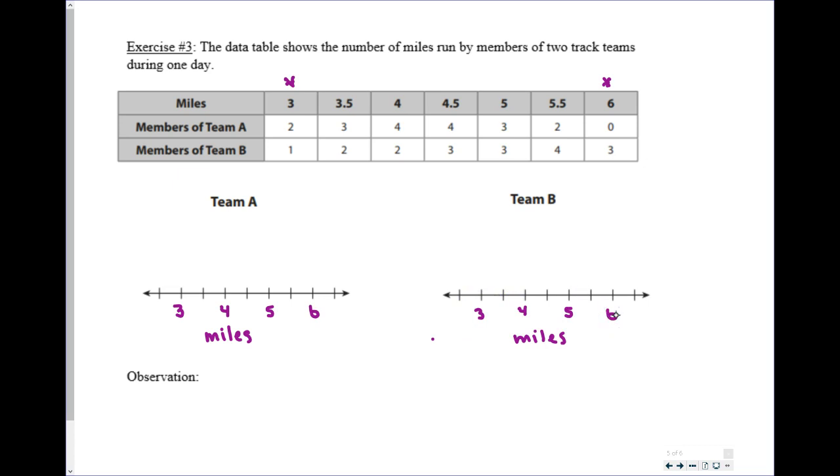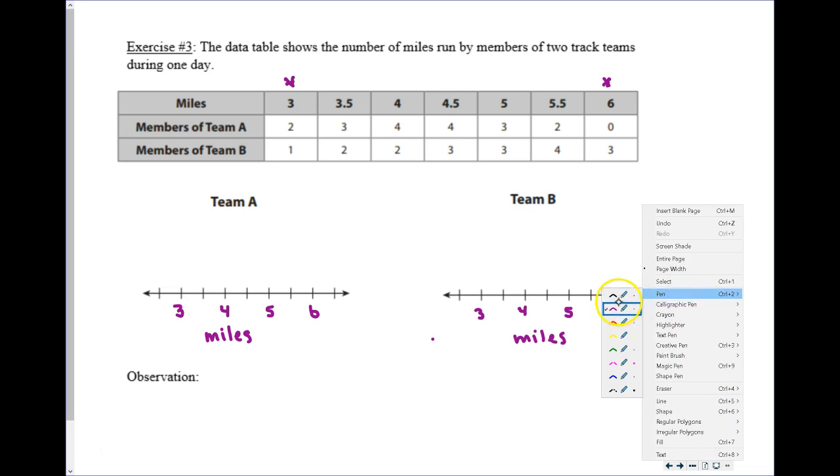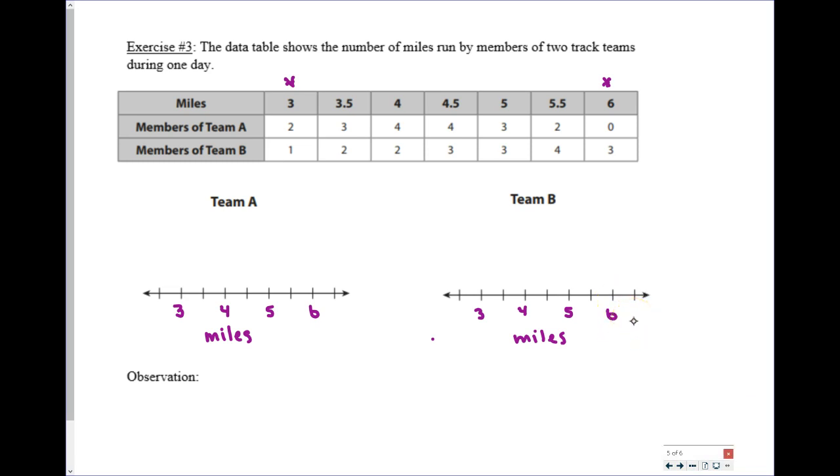Okay, so I've labeled my scale and I've labeled my number line. So now I'm going to go ahead and plot my points. I'm going to do Team A first. This is saying that 2 members of Team A ran 3 miles. So that means I'm going to put 2 little X's or dots above 3. Done.